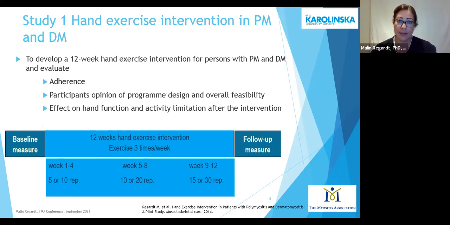So we made a hand exercise study for people with PM and DM. It was a 12-week hand exercise intervention. We did measures in the beginning and in the end. To meet the expected grip strength improvements, we added repetitions of the exercises every 5th week. This was a pilot study, so we wanted to see what the participants thought about the program, if it was feasible, and also maybe if we could have any effect on hand function and activity.